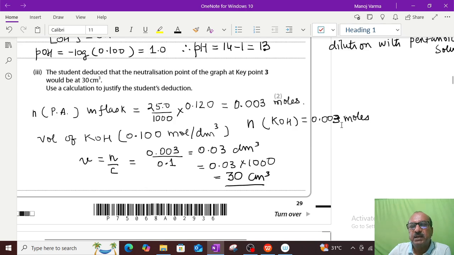So since we need these many moles of KOH, we can find out what volume of KOH would be needed if its concentration is 0.1, and since the volume is n over C, the number of moles is known, the concentration is known. The volume would be in dm cube, obviously, but we generally mention the volume in centimeter cubes. So we multiply this value by 1000 and we get the volume of KOH required for the neutralization, which is 30 centimeter cube, and hence this is the correct deduction that the volume required for the neutralization would be 30 centimeter cube. Hope you understood this calculation.